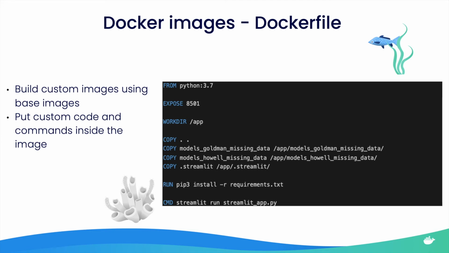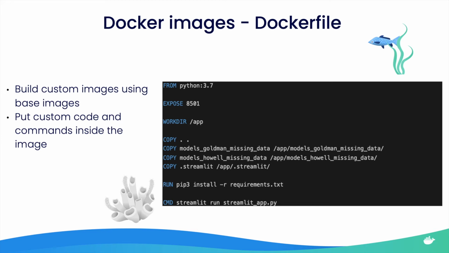Expose 8501 means expose this port for the web application. Workdir creates a directory inside the Docker image, so inside the Linux system that is loaded in the Docker image. That directory is called app and it becomes our working directory. The command copy tells the system to copy everything. If we specify copy ., we copy all the files from our local directory into the Docker image.